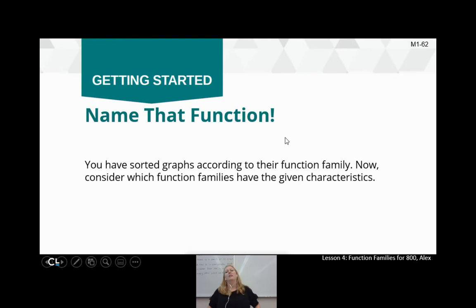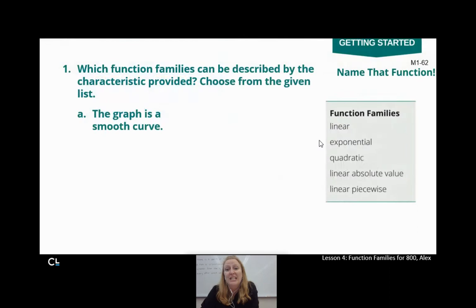So, name that function. You've sorted graphs according to their function family. Now let's consider which function families have the given characteristics. Off to the side in the little box, and you have this box in your book on page 62, here are our function families. We had the linear ones, the ones that go up or down. We increase, decrease, or we're constant. They were straight lines, all that good stuff. We have the exponential ones. Our exponential guys swing up, we increase or we decrease. These are terribly drawn, but these are curves, right?